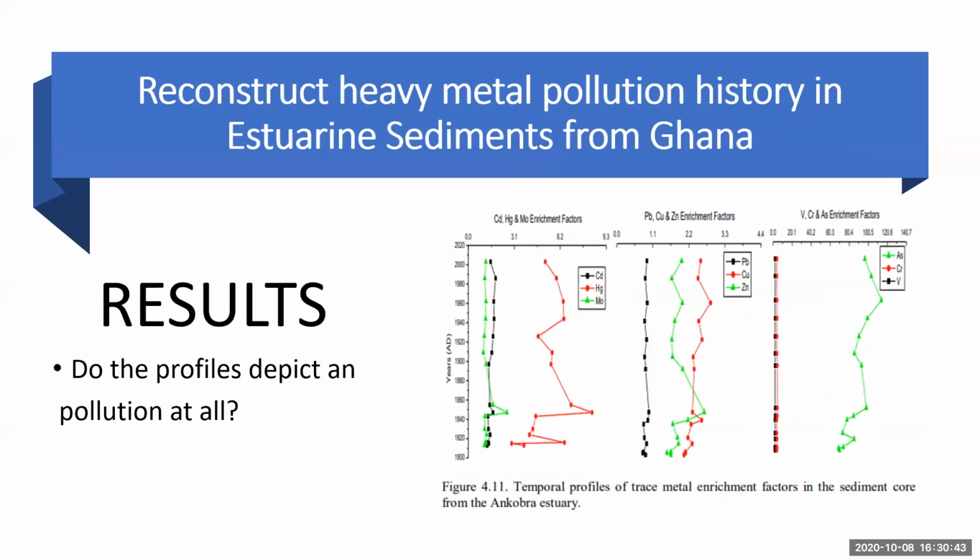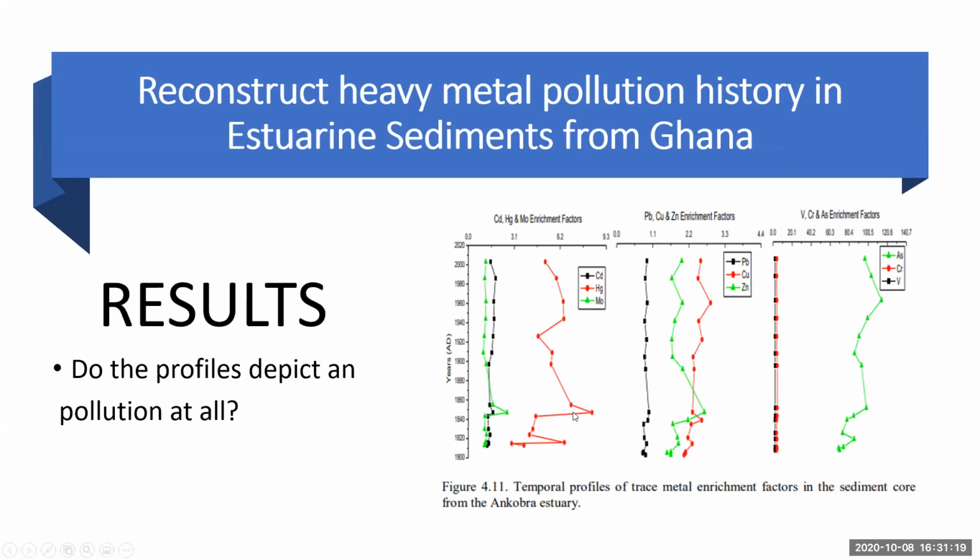So do the profiles depict pollution at all? To know whether there was pollution in these environments, we needed to look at the enrichment factors. The enrichment factor gives us an idea of how enriched the metal is beyond what is expected, or the background geochemical level. And so we found that, again, in the Wankobra estuary, when you look at mercury, for example, you see that mercury was highly enriched in the sediment.